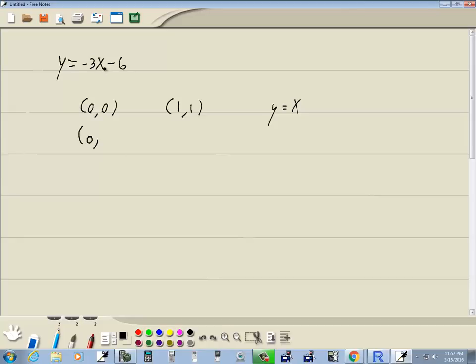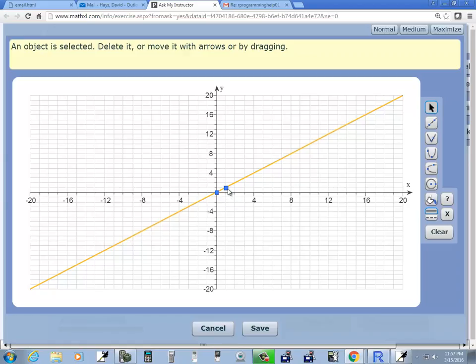But when I do that negative 3, then we take negative 3 times 0, and that gives us 0, so it hasn't changed. Here, our x is still 1, but I got 1 here. Negative 3 times 1 is negative 3. So this is applying the negative 3. So I got 0, 0, and 1, negative 3, which would be right there.